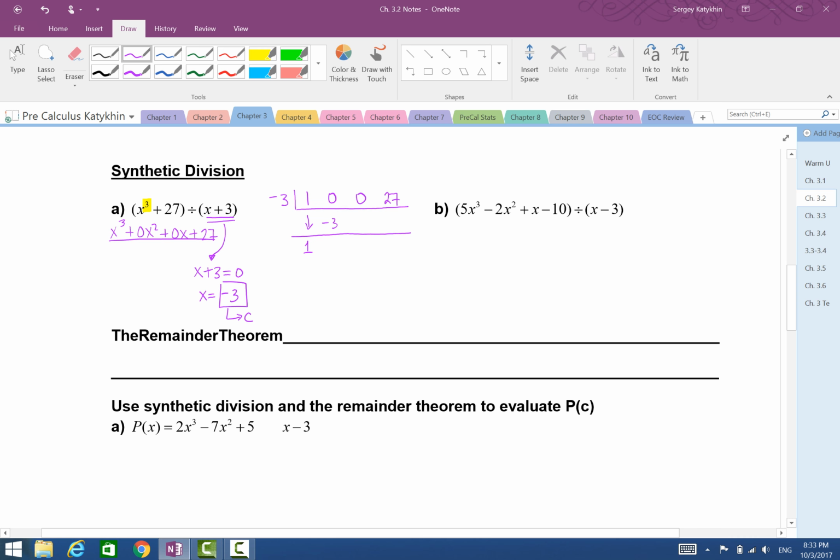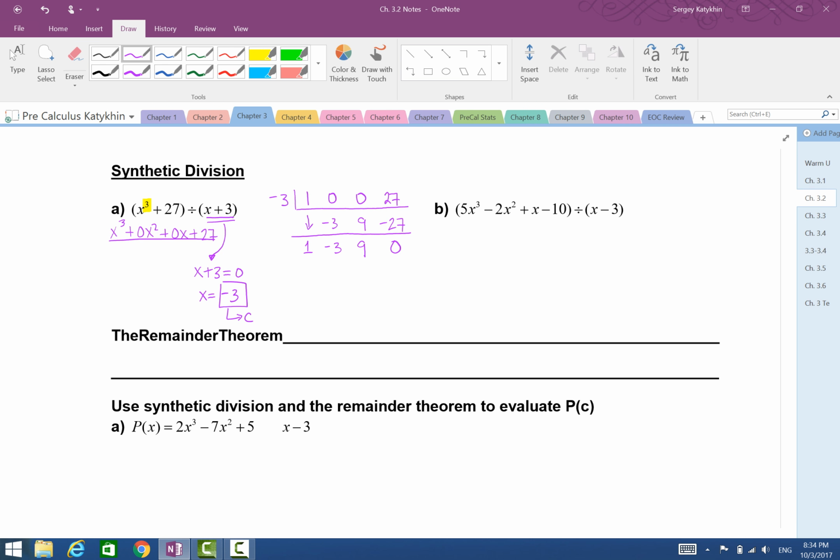So now take 0 plus negative 3, which is negative 3. Now take negative 3 times negative 3, which is actually positive 9. So 0 plus 9 is going to be 9. Now go ahead and take 9 times negative 3, which is also going to be negative 27, and we get 27 plus a negative 27, which is 0. So this means we have a remainder of 0.